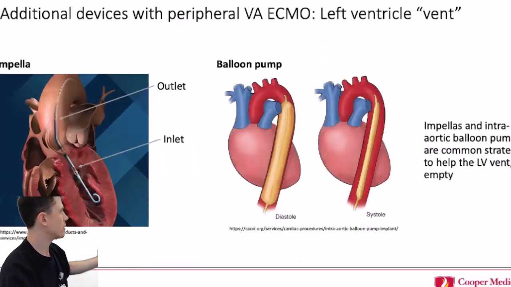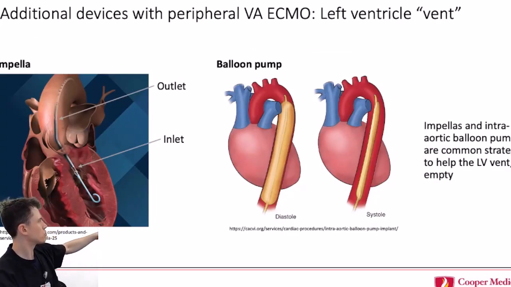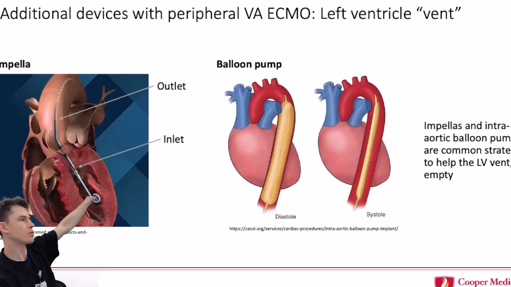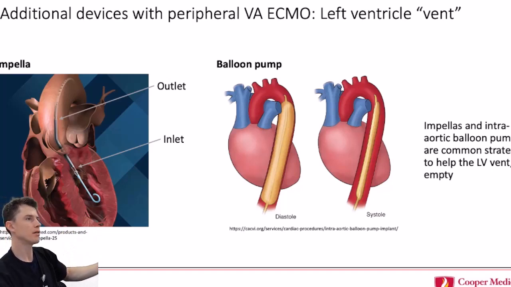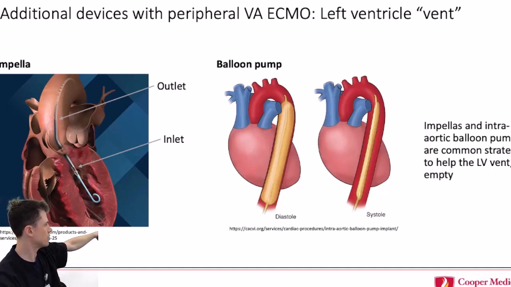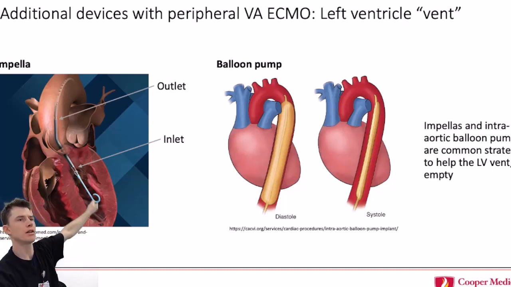So what are some other devices we may see? Patients on peripheral VA ECMO, where blood flow is going backwards up the aorta, need to decompress that left ventricle. We need to make sure it's emptying. One way we can do that is through a balloon pump on the right-hand side. It decreases afterload, helps the ventricle eject that blood. The other is an Impella, which takes blood from the inlet in the left ventricle, puts it to the outlet past the aortic valve, and helps empty the blood from the ventricle.